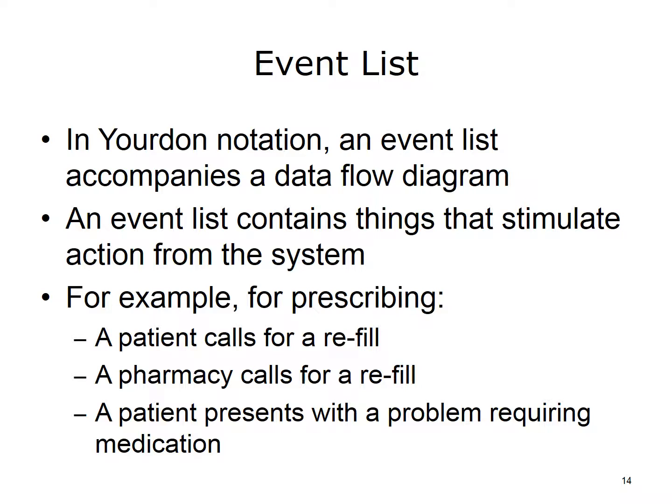In Jordan notation, an event list accompanies a data flow diagram. An event list contains things that stimulate action from the system. For example, for prescribing, a patient calls for a refill, a pharmacy calls for a refill, or a patient presents with a problem requiring medication.